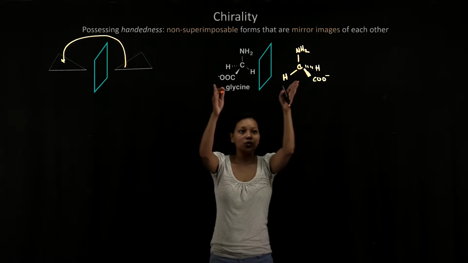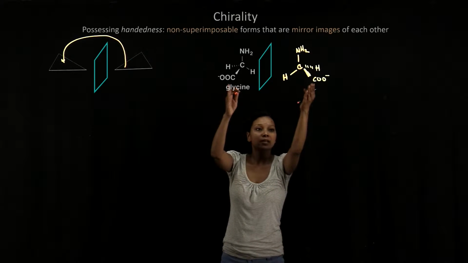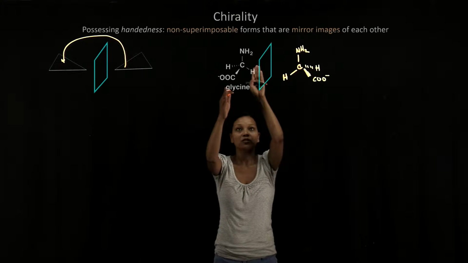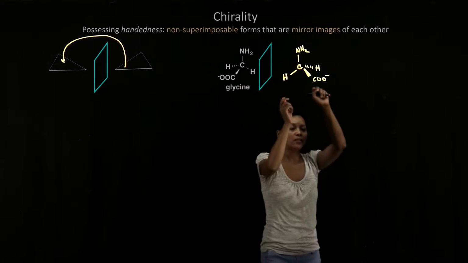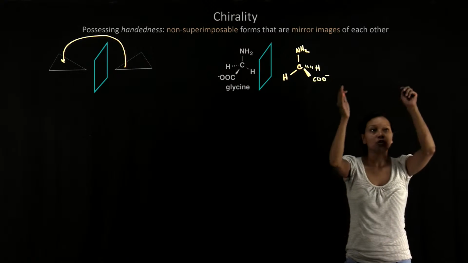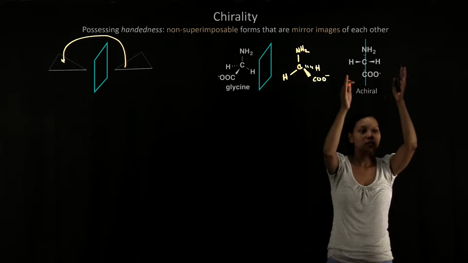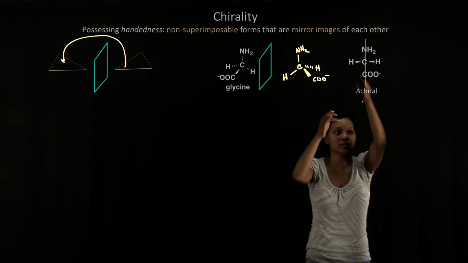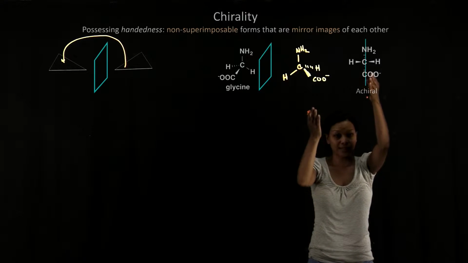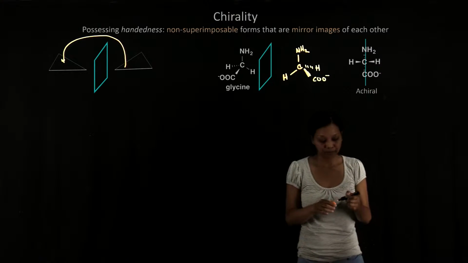And so these two are mirror images, and if I were to take this one on the right and flip it to look like the one on the left, what you would see is that the two structures are going to be superimposable, and you're basically going to get the same structure because glycine has a plane of symmetry right down the center of it. And so glycine is an example of an achiral molecule.